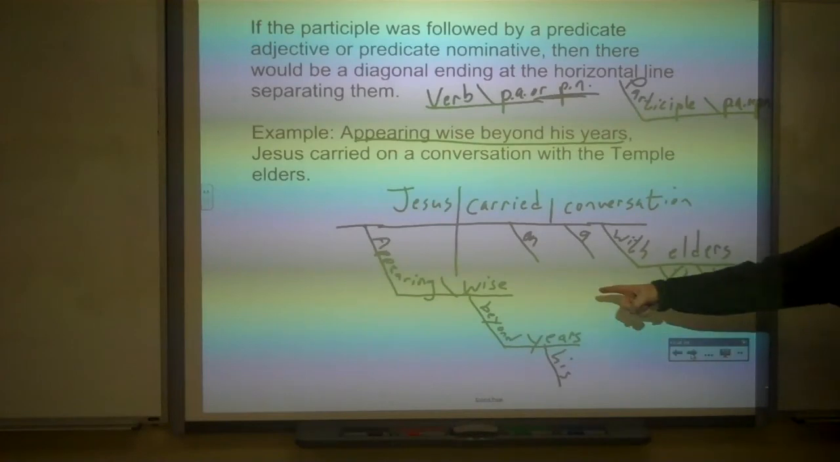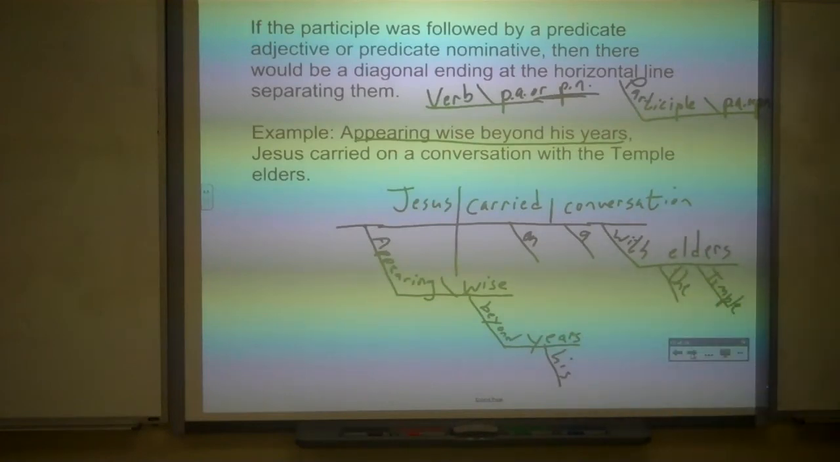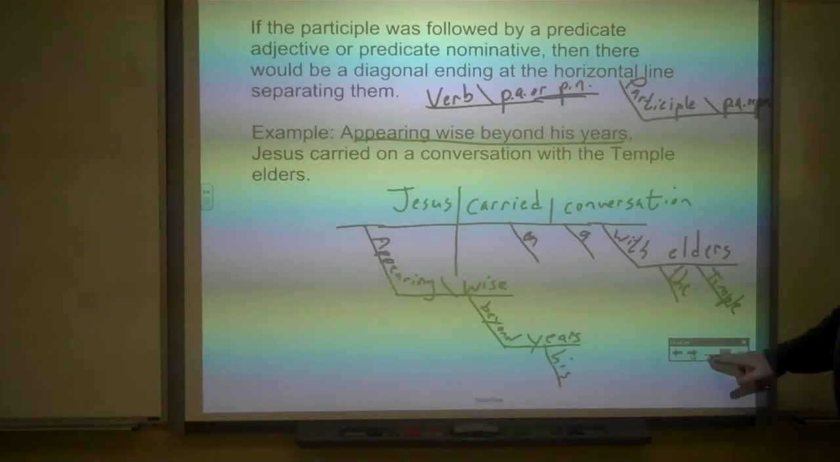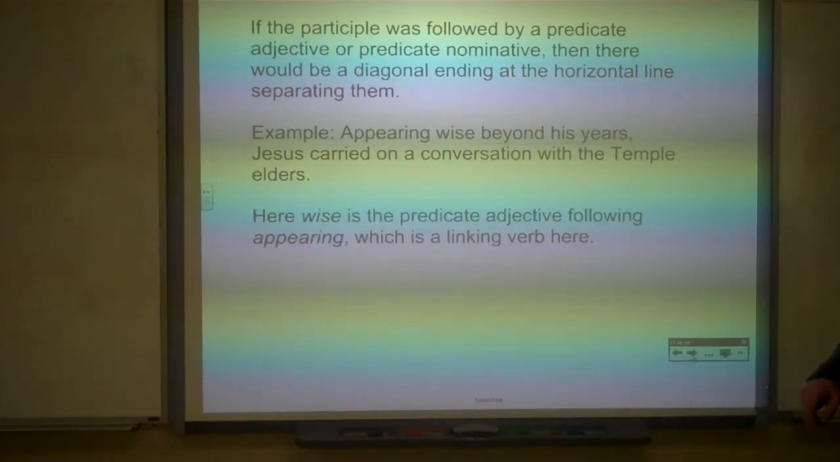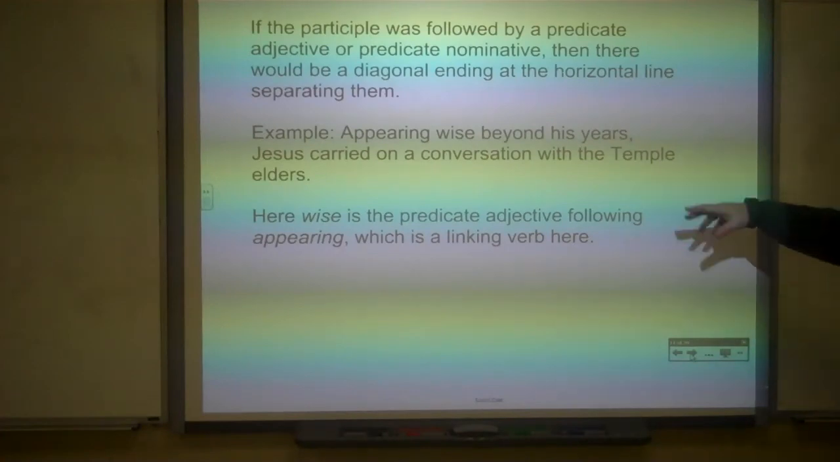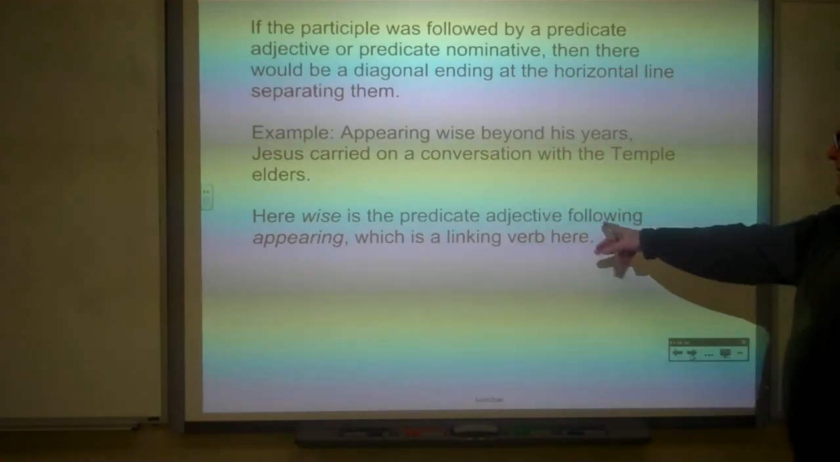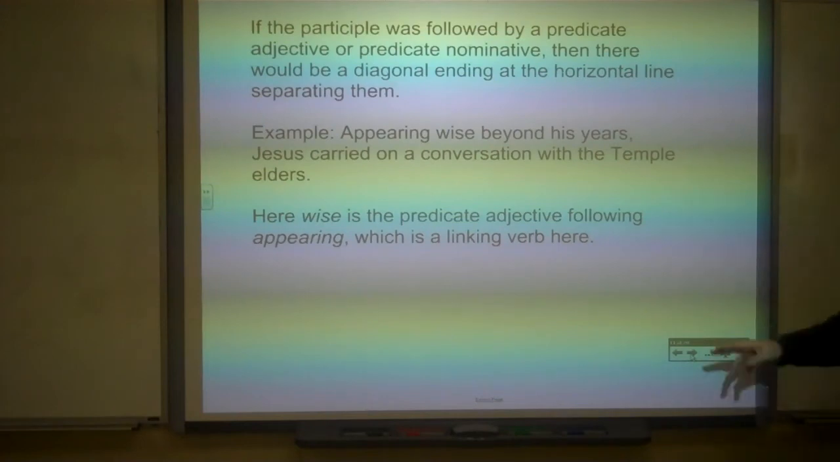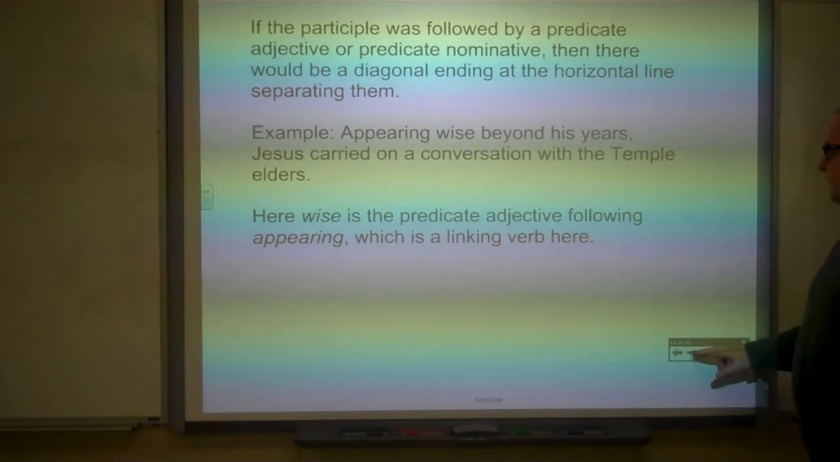But again, look at this construction when you have a participial phrase with a predicate adjective or predicate nominative of the participle. I've done that a couple of times, haven't I? Say participle when I mean preposition, preposition when I mean participle. Hopefully I've caught myself. They do sound alike though. Okay. So, here, wise is the predicate adjective following appearing, which makes it a linking verb, as we said.